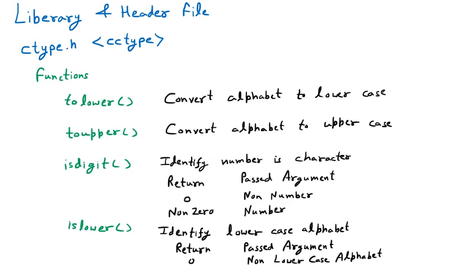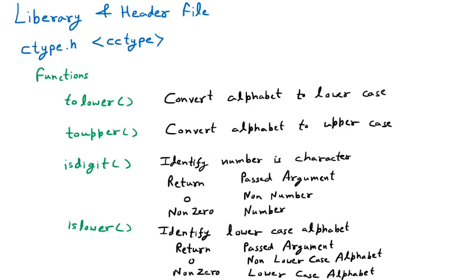But if I am going to pass the lowercase alphabet, then they are going to return the non-zero. Okay, now I'm taking few examples to make you understand all these functions.